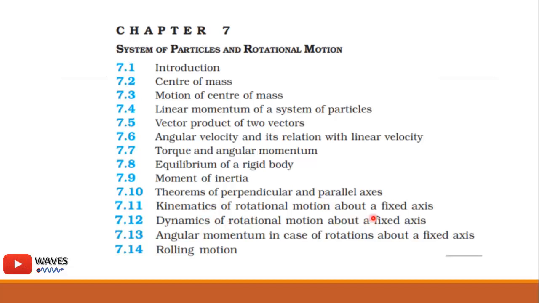fixed axis. By fixed axis, I mean, let's say you are talking about the opening and closing of a door. The door is fixed at the hinge, so that will be the axis about which the door rotates. So we're going to talk about those kinds of problems, and then finally we're going to talk about angular momentum in case of rotation and rolling motion. Suppose you are rolling a body on an inclined plane, what kind of motion does it follow, what are the equations connected with that? We're going to study that.